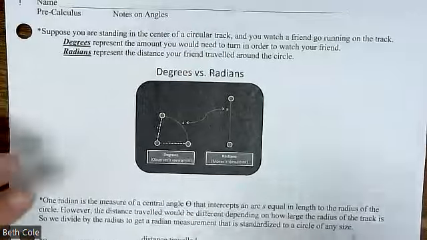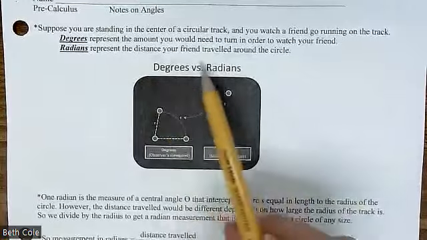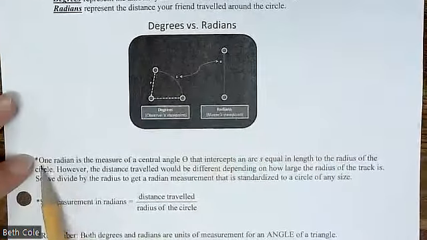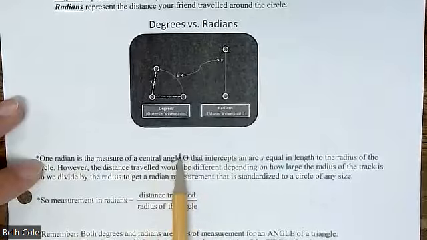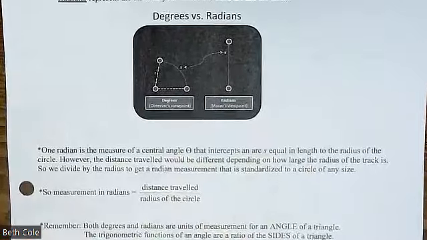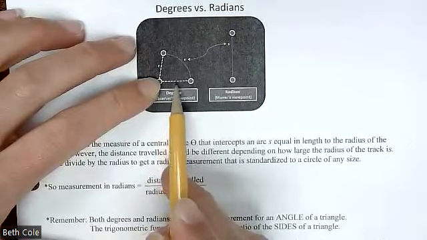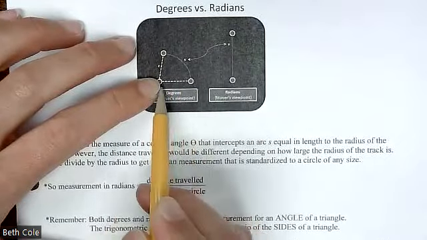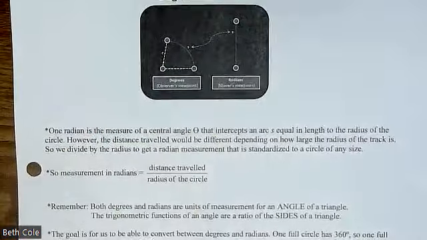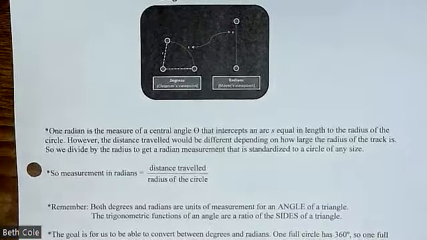Okay, so that's degrees. Radians is more what your friend is doing as they run around the circle. So the distance around the circle. 1 radian is the measure of a central angle theta that intercepts an arc s equal in length to the radius of the circle. So this radius, if you took that distance, it's saying this amount is equal to the radius. Here's the problem. That means 1 radian would be different for every different circle in the world. And we can't have a measurement that isn't standard. Do you get what I'm saying?